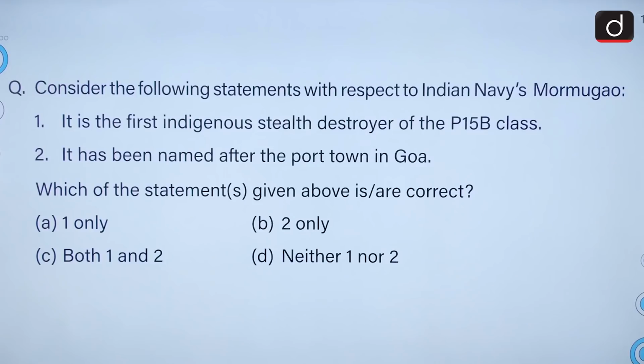Okay, moving on. Consider the following statements with respect to Indian Navy's Mormugao. It is the first indigenous stealth destroyer of the P-15B class. It has been named after the port town in Goa. We have to select the correct statement. So, first is not correct because it is the second indigenous stealth destroyer of the P-15B class. Second is definitely correct. The correct answer is option B.